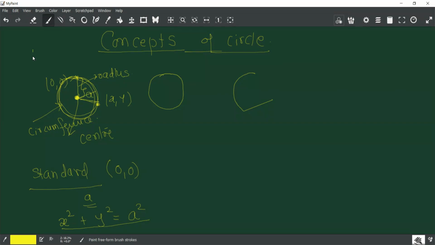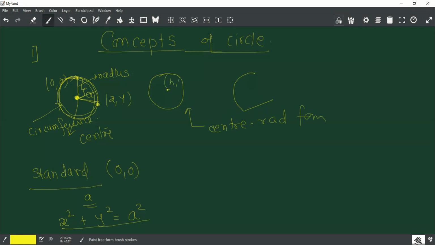This is the first concept. What is a circle? It is a locus of points which are at a fixed distance from a fixed point. The fixed point is called the center. The fixed distance is called the radius. Then we saw the equation of the circle in standard form. Then the second one, the equation of the circle in center radius form.